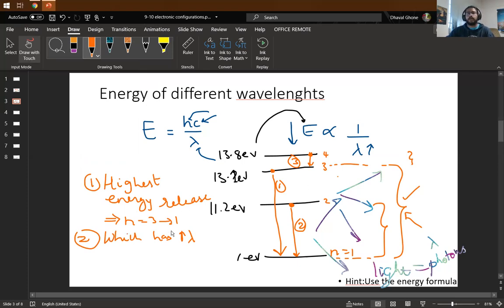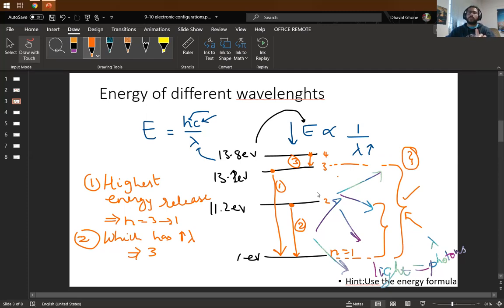If you're back, the way to solve this is to think about it this way: the higher the lambda, the lower the energy. So out of these three, the lowest energy transition would give you the highest lambda. This one is the smallest. So case scenario 3 gives you the smallest energy transition, hence the highest lambda.